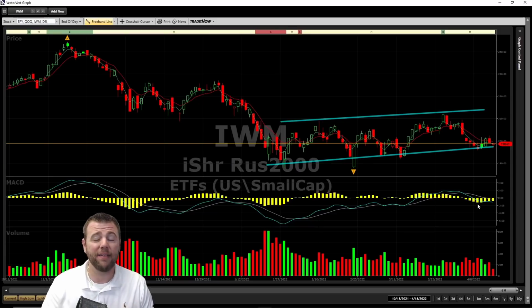This one, the MACD is a little bit weaker than what we were seeing with other ones. So be mindful of that because there is that philosophy that the Russell does tend to lead the markets or be ahead of the major indices or the 3 major indices, the Dow, the Nasdaq, and the S&P. So keep that in mind.